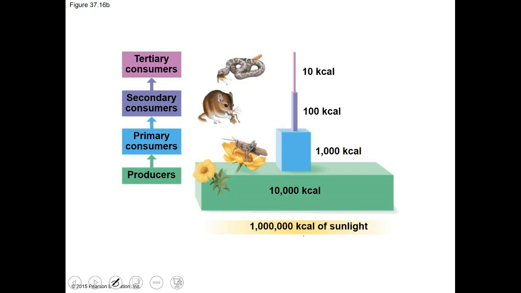Producers get the most because they utilize that sunlight energy, say 10,000 kilocalories. 10% of that is only 1,000, so the primary consumer that eats that plant is getting 1,000 calories of nutrients from it. By the time you move up to secondary consumers, only 100, and only 10 is utilized by the tertiary consumers.